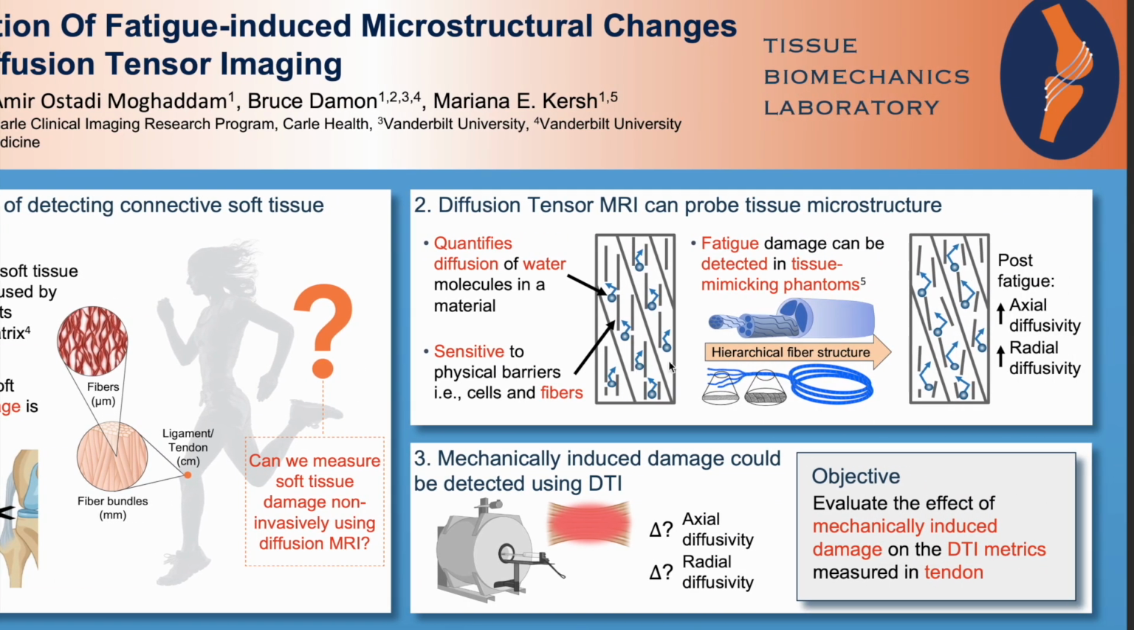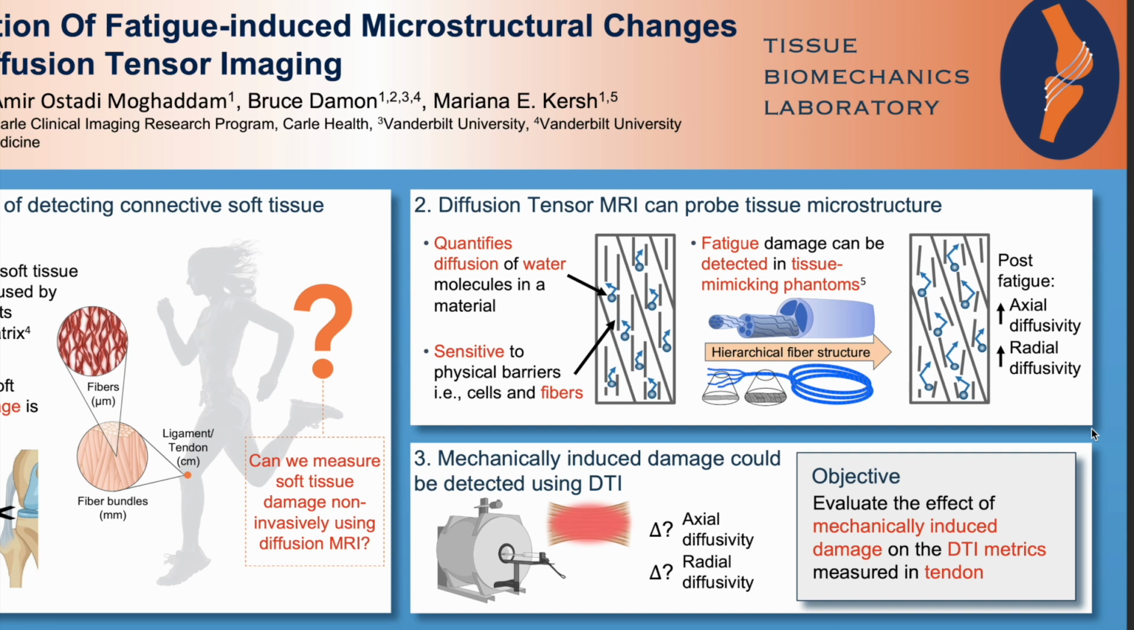Diffusion tensor MRI is a promising non-invasive imaging technique that quantifies the diffusion of water molecules in a material. It is sensitive to physical barriers such as cells and fibers. Previously, we have found that in tissue-mimicking fiber-based structures, fatigue-induced microstructural damage can be detected with DTI metrics, axial and radial diffusivity. Axial diffusivity measures the diffusion of water molecules along the main orientation of the fibers, whereas radial diffusivity measures the diffusion of water molecules perpendicular to the axial direction. These increases in axial and radial diffusivity are synonymous with microstructural fatigue-induced disruptions in tissue-mimicking phantoms.